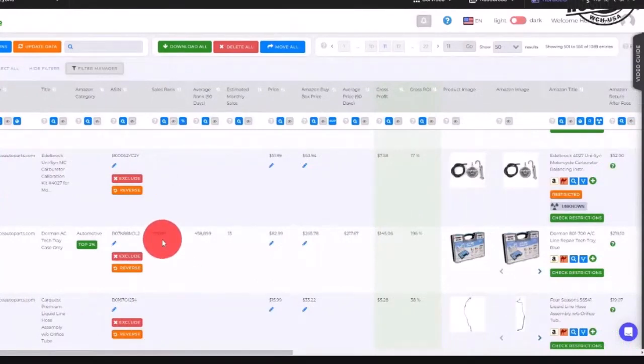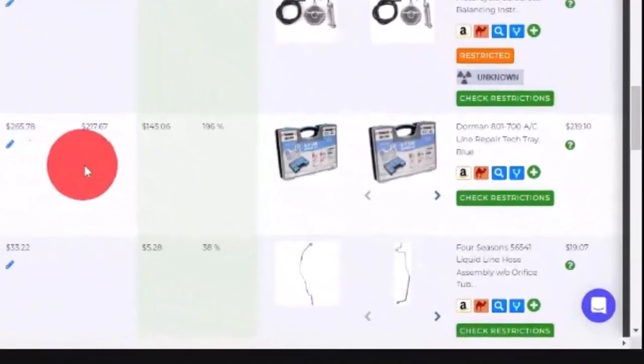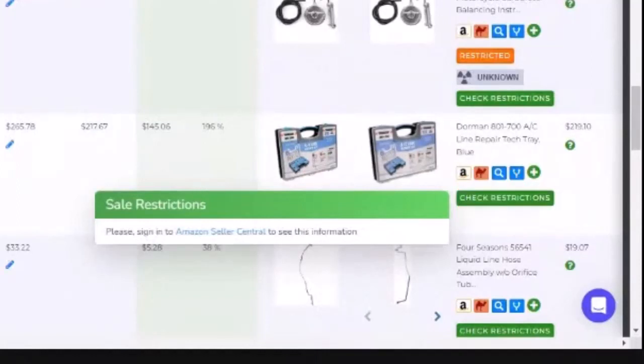Sales rank is low now. Looks like it was up almost 500,000. So that's something to look at. It may give you pause, but you're going to make the decision. Estimated monthly sales 13, you would spend $82.99. That's a little bit up there. But remember, we're going to save almost 20% buy boxing at $265.78, averaging $217.67. Again, guys, this is more just to show you. Check your restrictions. Get in there.